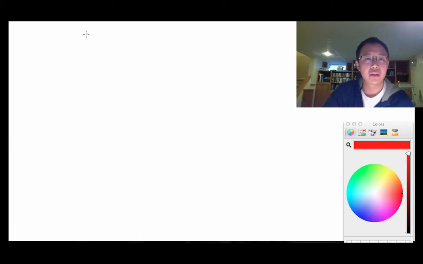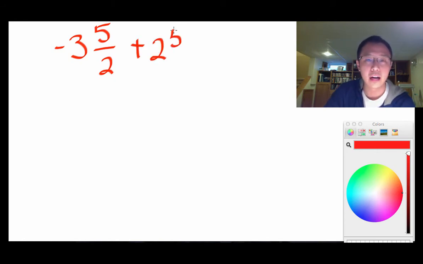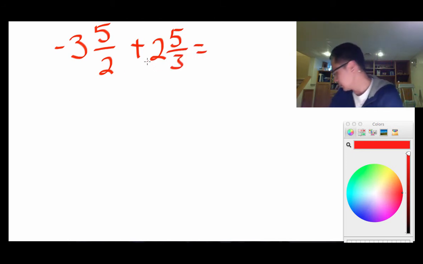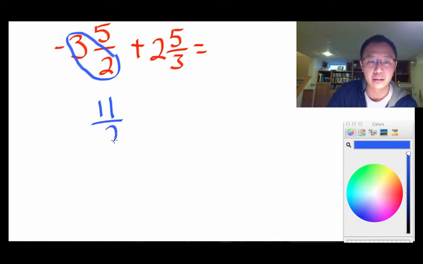Yeah, so this is going to be a third question. This one is going to involve some negative numbers, but also a mixed fraction. So this one is going to be negative 2 and 5/2, plus 2 and 5/3. So you notice that these two are mixed numbers. So we're going to go and change this into an improper fraction first, which we do by 2 times 3, which is 6, plus 5, which gives us 11. The denominator will always stay the same.